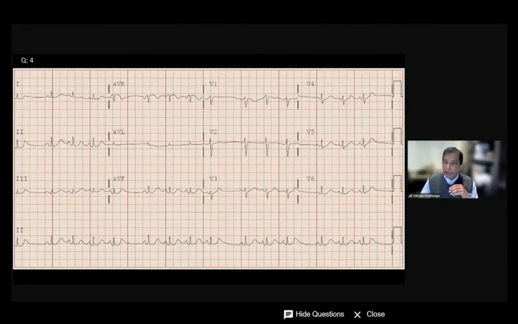Before you go into the other things, make sure this is not a non-conducted PAC. That means a premature atrial complex. That means an early complex coming from the atrium did not go to the ventricle. So since it did not go to the ventricle, there is a gap. Okay. But how do I prove it?